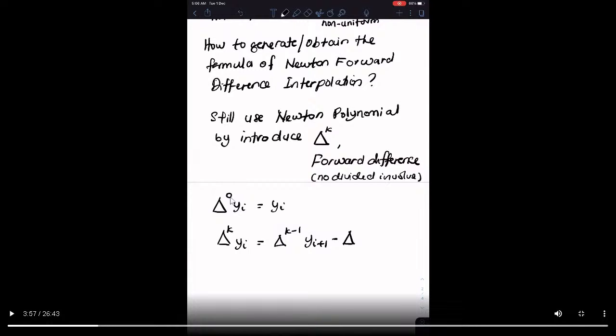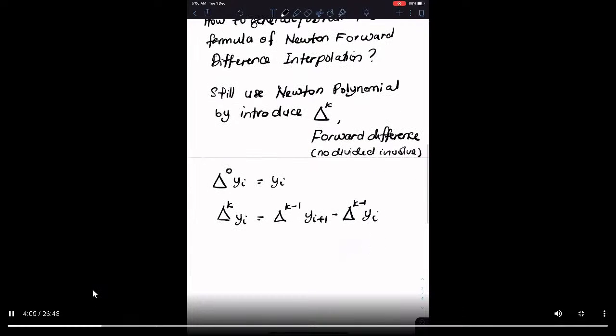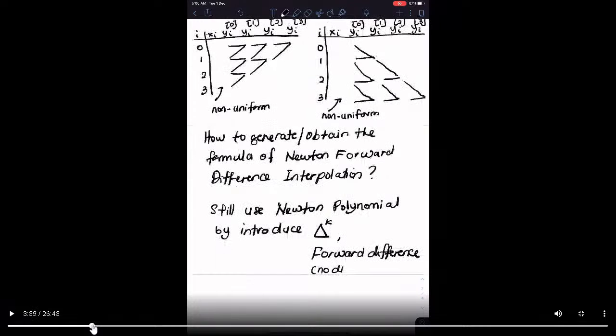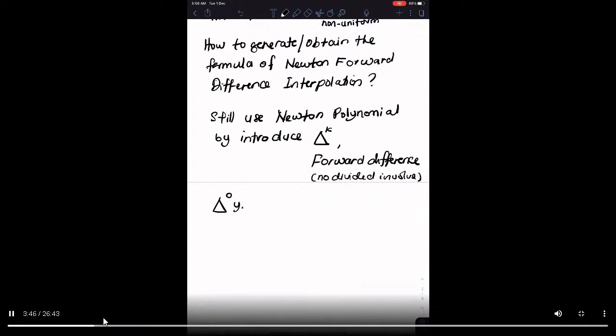We know already that yi for degree 0 is given in the question. It is the forward del 0 yi. For higher order, del k yi is del k minus 1 yi plus 1 minus del k minus 1 yi. As I told you before, in the table you have yi0, yi1, yi2, yi3, but we are using del. Why? To make a difference between forward and backward.